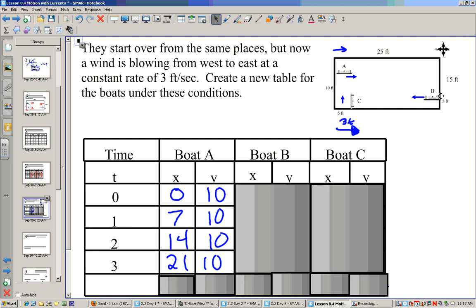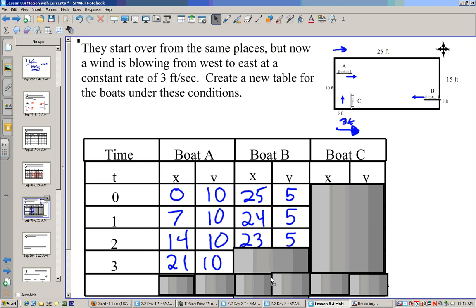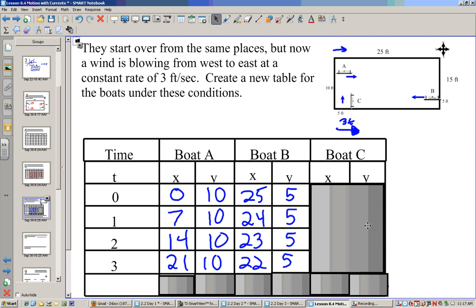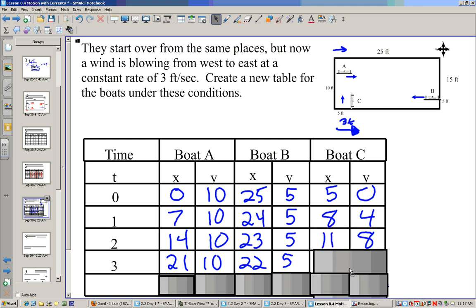Now boat B is going to be going this way 4 feet per second, but the wind's going to blow it back 3 feet per second. So it's actually going to go only 1 foot to the left every second. So 24, 23, 22, and so on. Boat C starts at 5, 0, and if it goes 3 to the right and 4 up, it's going to be at 8, 4, and then 11, 8, and so on.